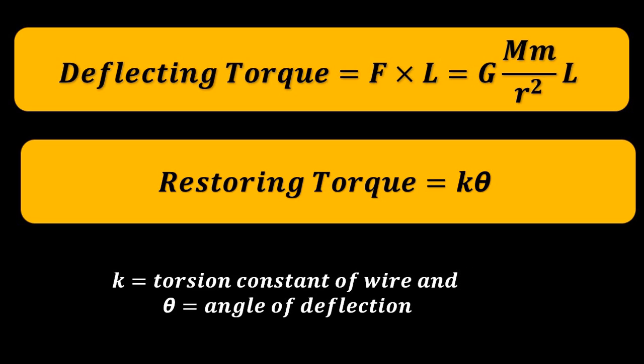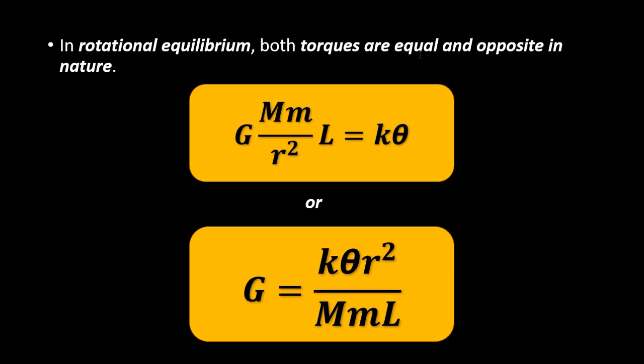Now, for rotational equilibrium, both the deflecting torque acting in one direction and the restoring torque of the fiber wire acting in the opposite direction should be equal. They should be equal in magnitude but opposite in direction. So deflecting torque is equal to restoring torque. So G·M·m/r²·L is equal to kθ. So here G is equal to kθr² by M·m·L.